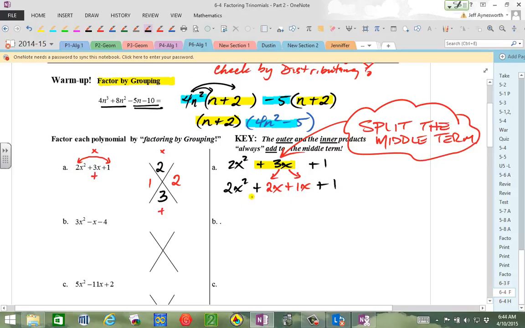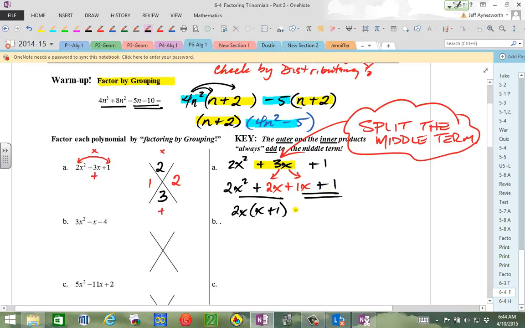All right, so here we go. First group here, I see the first group, and here's my second group. Out of the first group, I see a 2x in common, so I'm going to factor that out. 2x times x is 2x squared. 2x times 1 is 2x. And there's nothing in common in the second group.